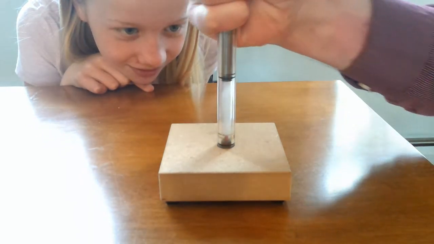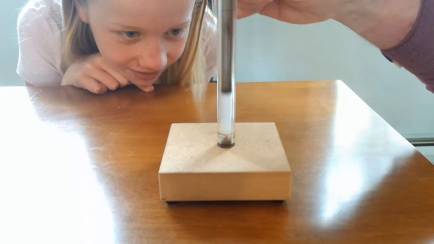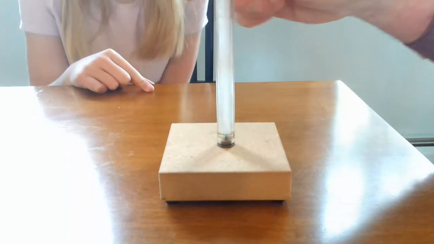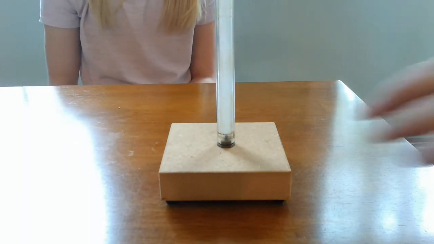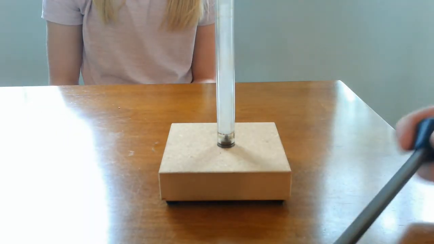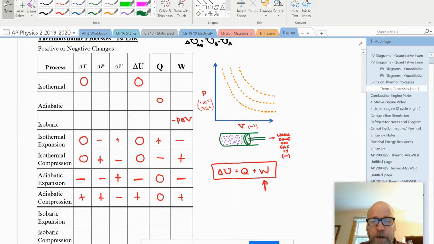Oh, we had it. We had it. Oh, yay! That counts. That counts. Adiabatic compression. The heat did not have a chance to flow.